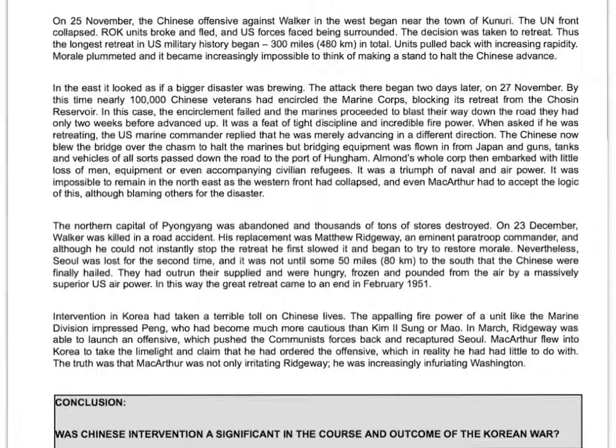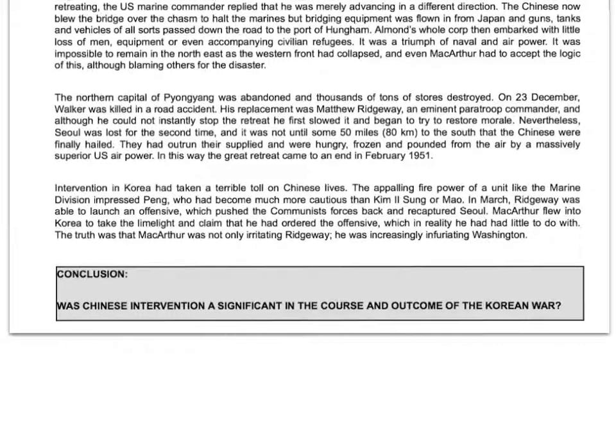It was impossible to remain in the northeast as the western front had collapsed, and even MacArthur had to accept the logic of this, although blaming others for the disaster. The northern capital of Pyongyang was abandoned and thousands of tons of stores destroyed. On the 23rd of December, Walker was killed in a road accident. His replacement was Matthew Ridgway, an eminent paratroop commander, and although he could not instantly stop the retreat, he first slowed it and began to restore morale.